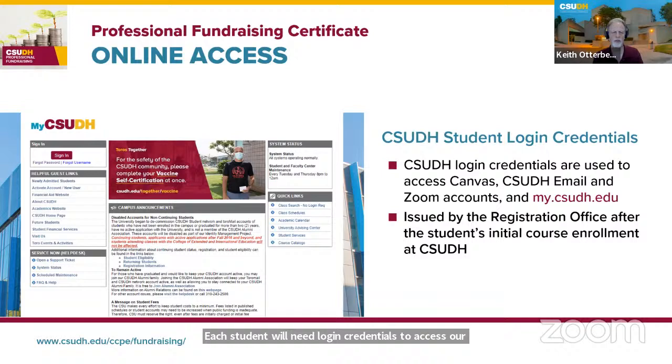This portal includes Canvas, which is our learning management system, where course content is distributed, Toro Mail, which is our student email system, and the Zoom web conferencing tool. These login credentials, including your username, email account, and password, are issued through our registration office about 2 to 3 business days after registration in your first course.